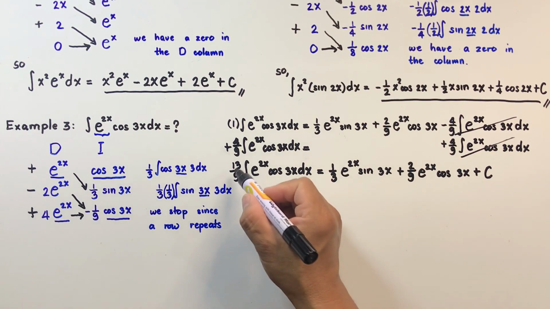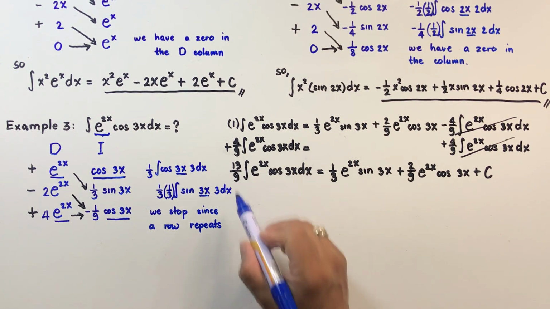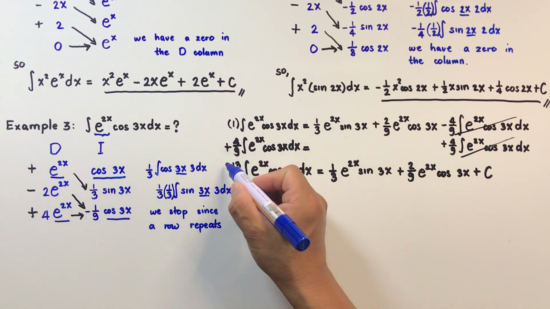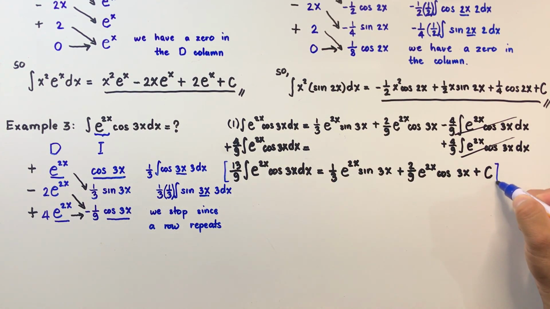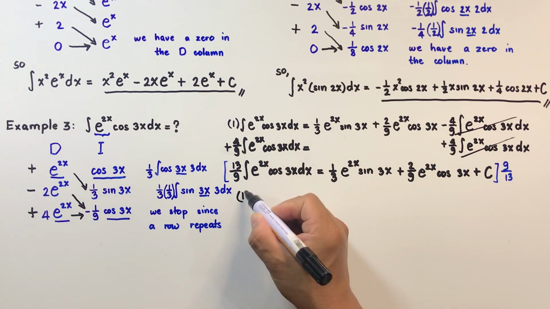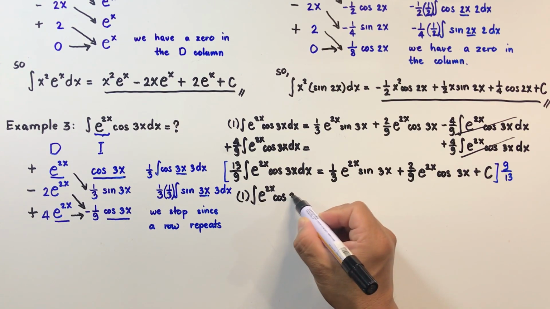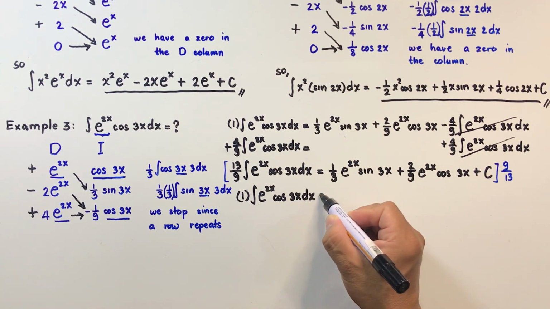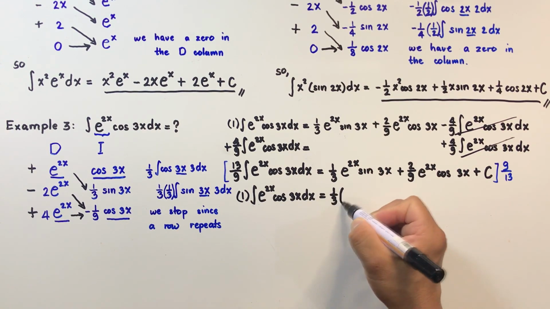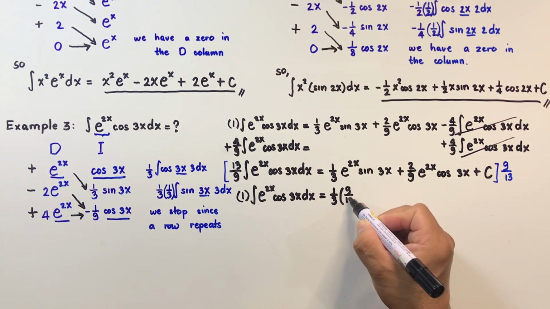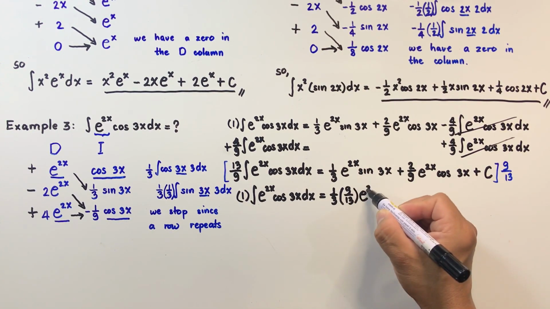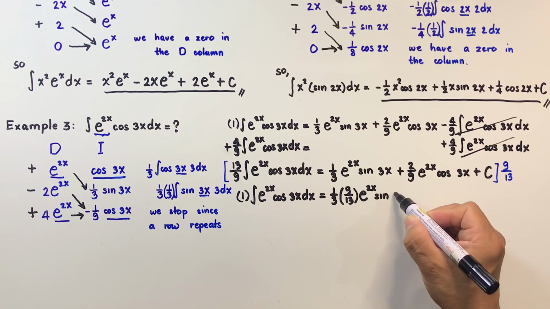However, we need to remove this 13/9, and to remove this 13/9, we need to multiply both sides of the equation by 9/13. So 9/13 times 13/9 is 1. So 1 times the integral of e to the 2x times cosine 3x dx is equal to 1/3 times this 9/13. And this will be multiplied to e to the 2x times sine 3x.